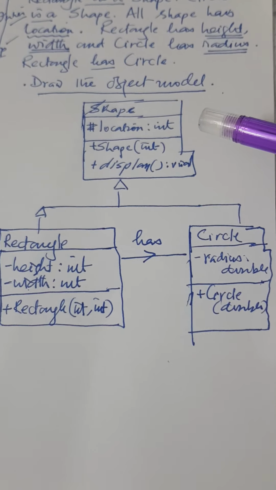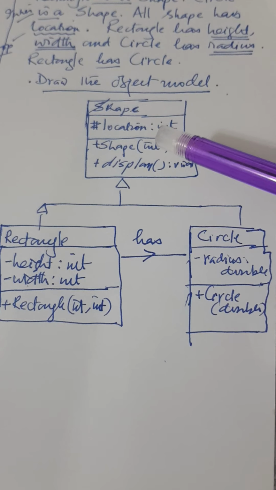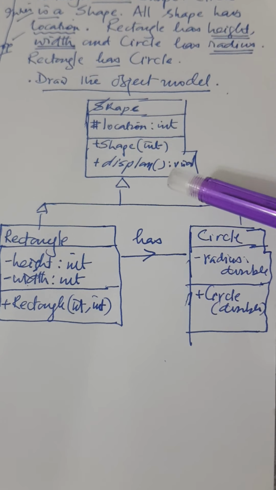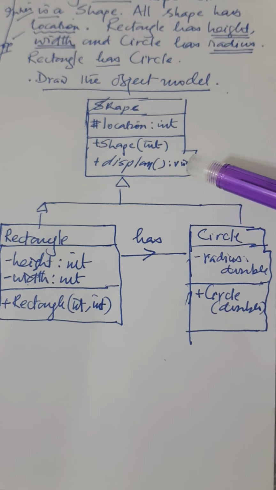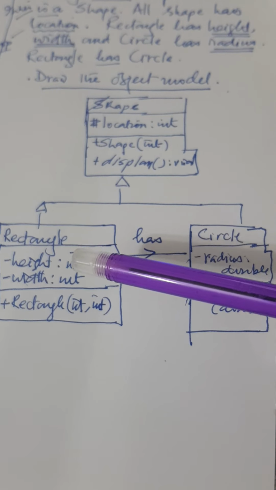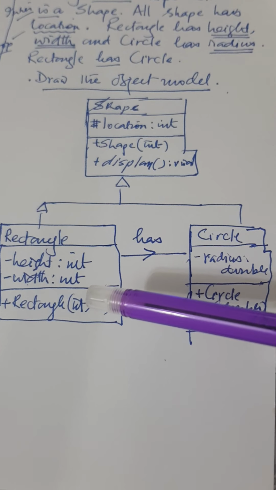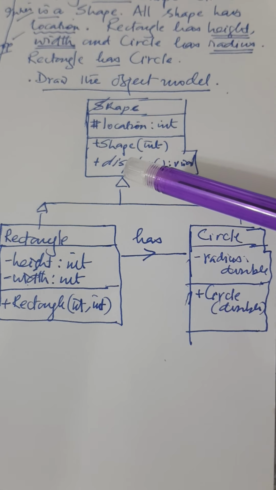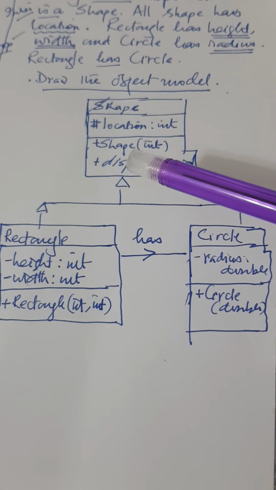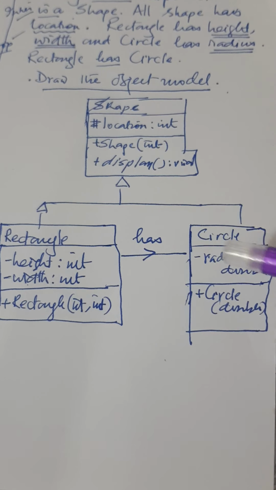If you draw this particular object model, you see that Shape is an abstract class, location is a protected data member, you have a constructor, and you have a display method which is also abstract. And you have two children. Rectangle is a Shape. Rectangle has private members height and width, both of type integer, and a constructor, but you don't have any display method. Why? Because display is an abstract method in the superclass, and this will be implemented by all children. So your Rectangle automatically has a display method, and Circle is a Shape, and Circle has radius of type double, and Circle has a constructor.